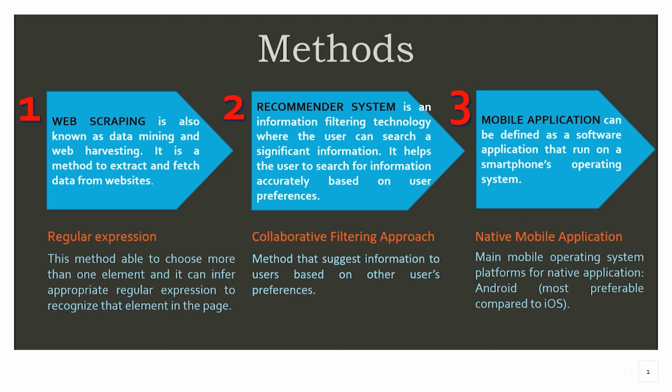Here are the methods used in the project. First, we use web scraping. It's also known as data mining and web harvesting. In this method, we use regular expressions. As for the recommender system, we use the collaborative filtering approach. The recommender system is an information filtering technology where the user can search for significant information. And the third is the mobile application. For this project, we use the Android operating system, as it is the most preferable as compared to iOS.